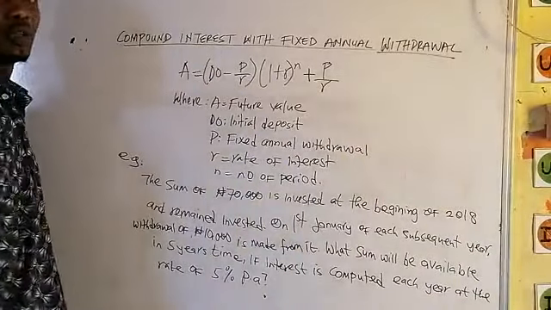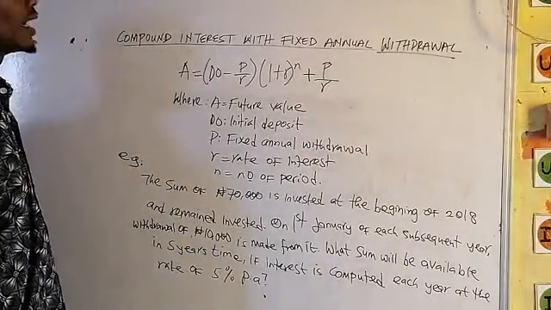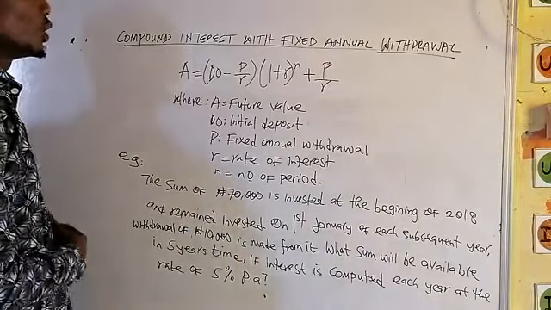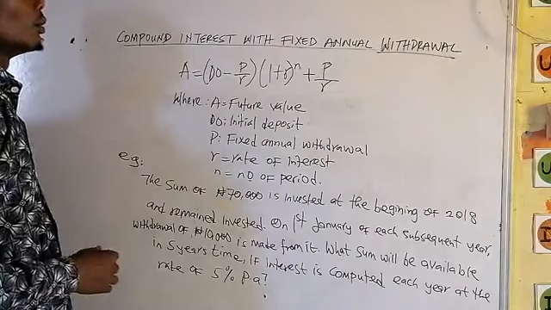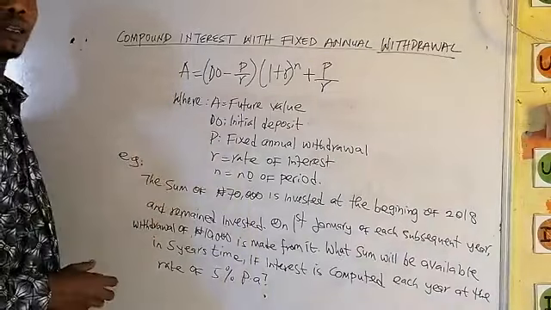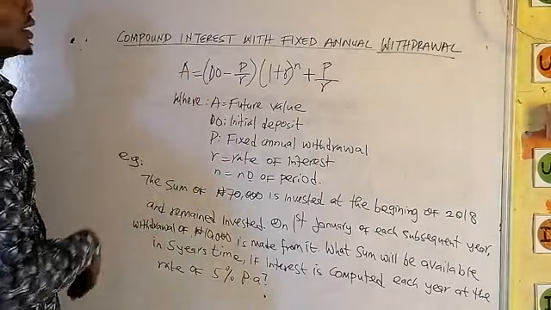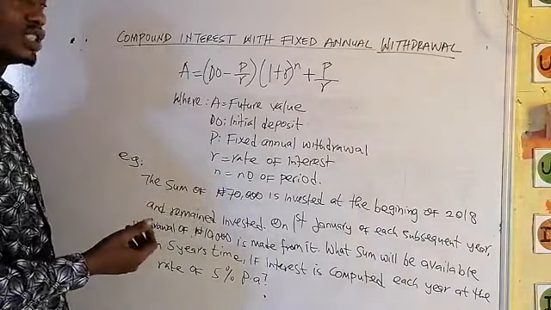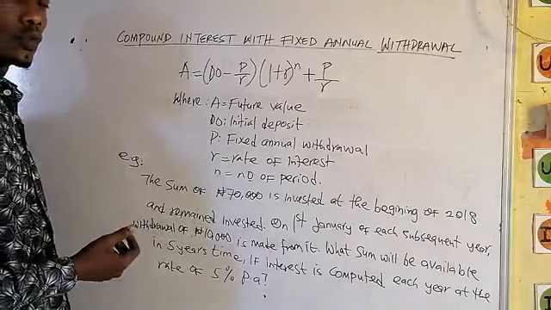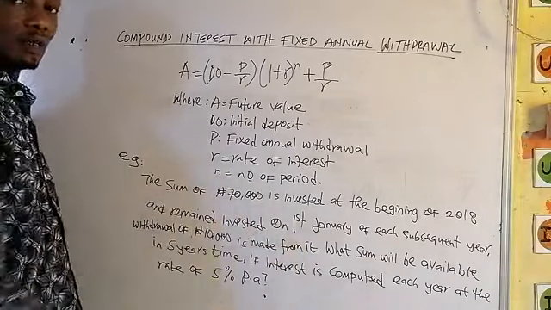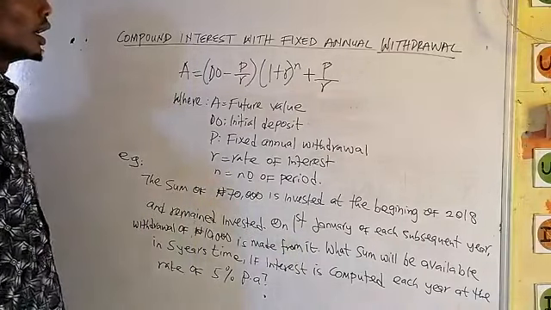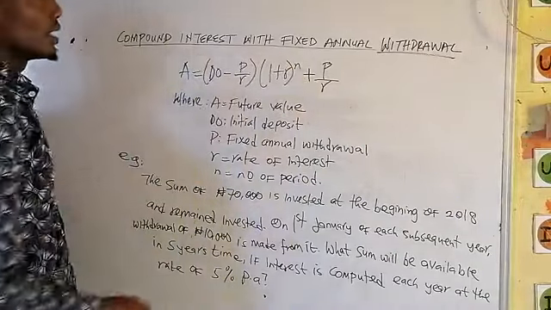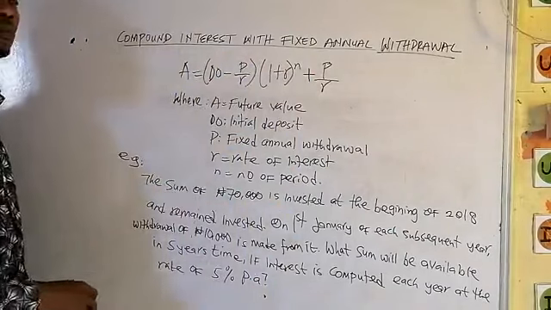Hi everyone. This is compound interest with fixed annual withdrawal. I've been talking about compound interest, but this is a scenario whereby the person is taking out from the money initially invested. What will now be the value of his money at the end of the period?